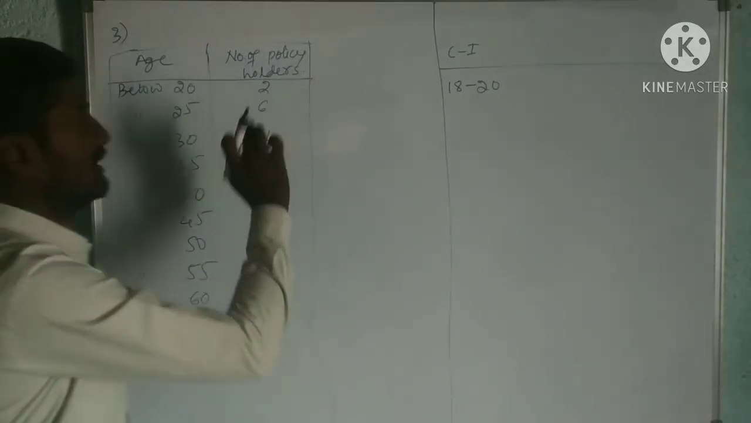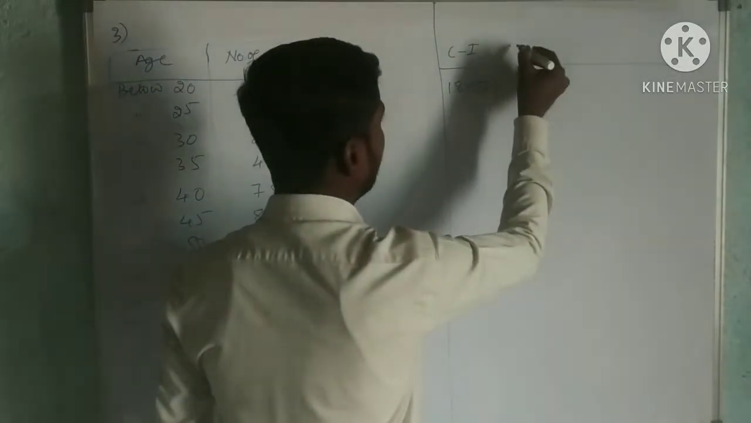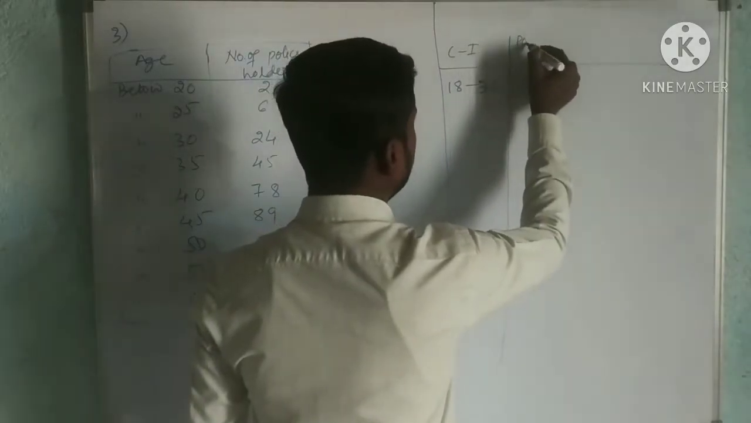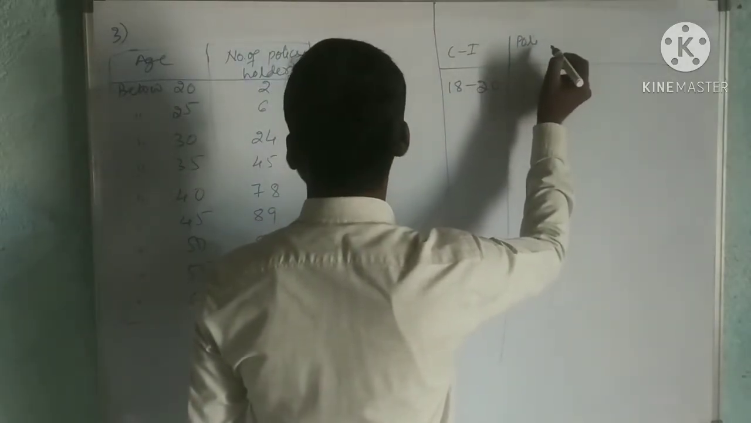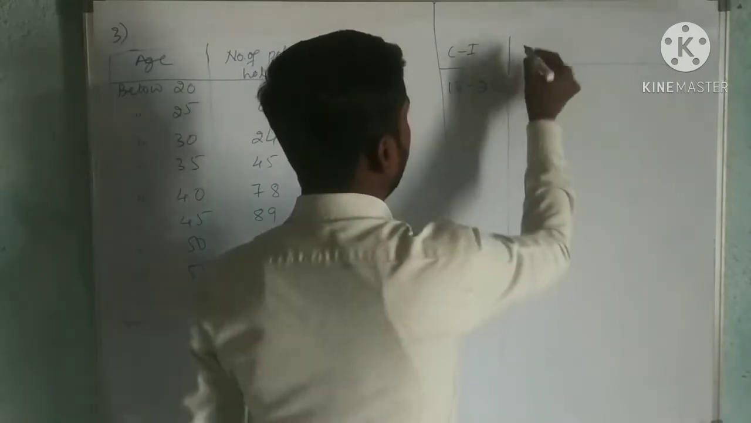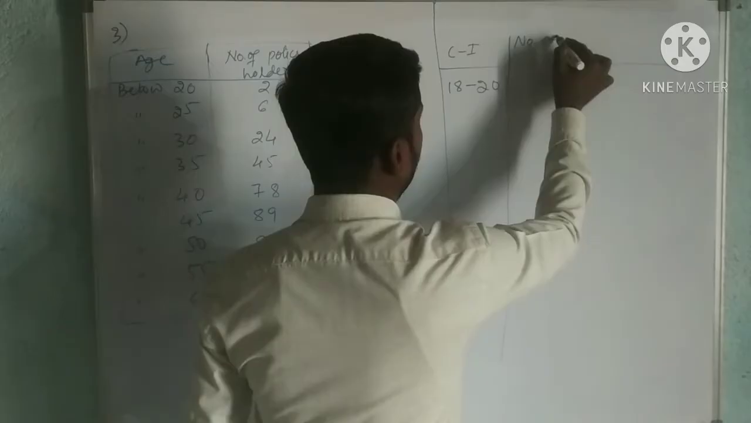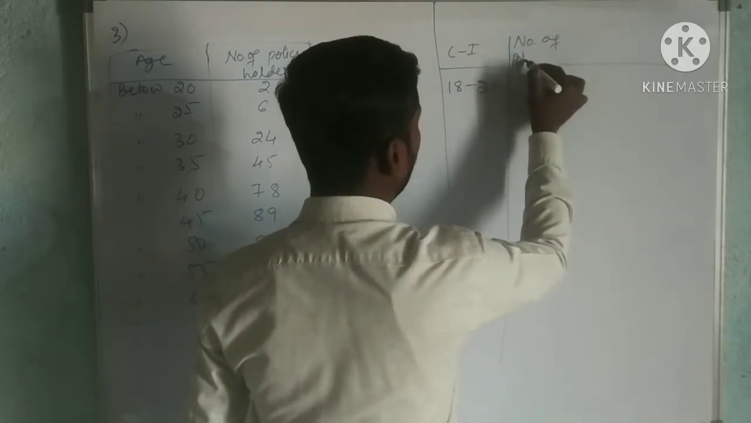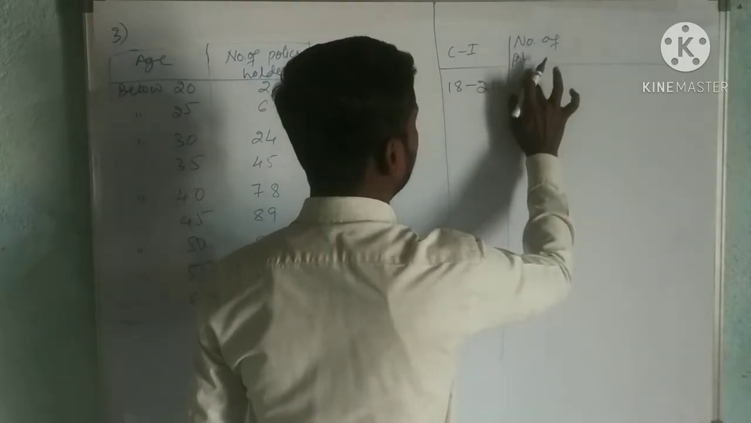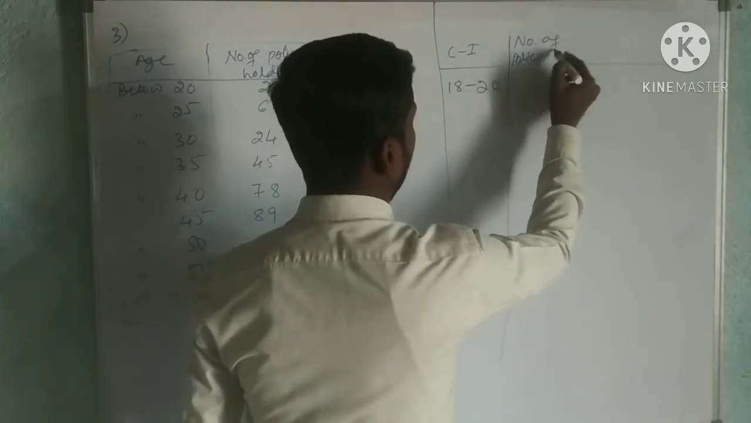So how many policy holders are there? 2 are there. Number of policy holders, this is the frequency.